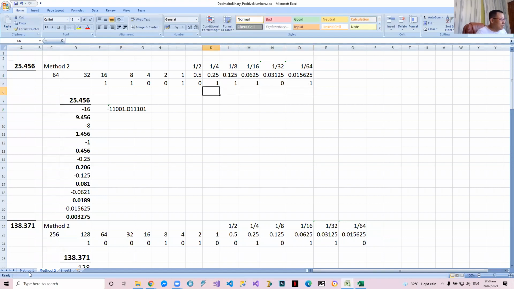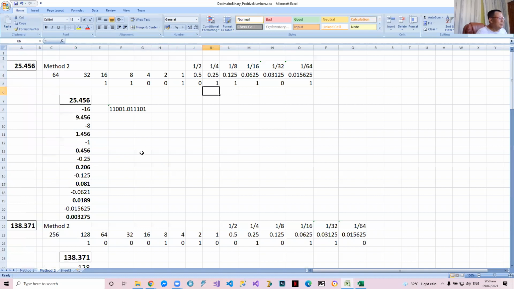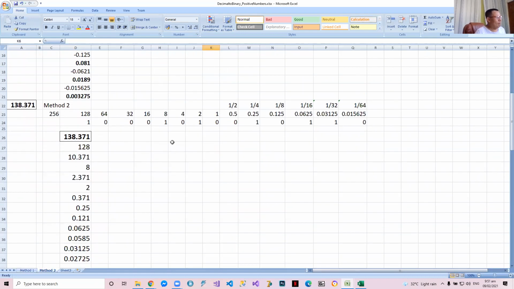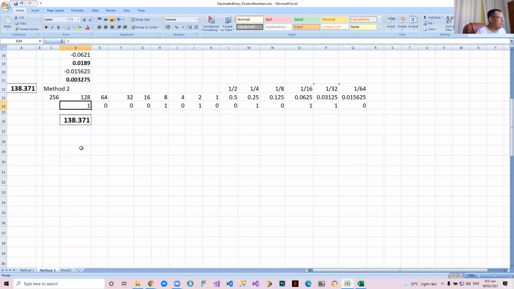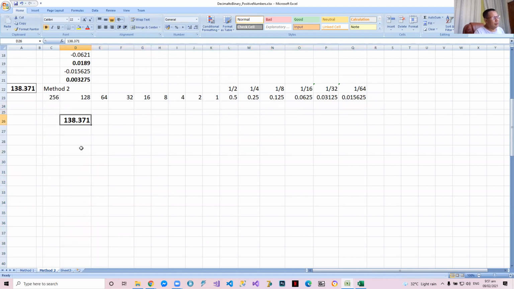So let me compare with our previous answer. Okay. So yeah. Are they the same? Yes, they're the same, no? Do you follow? This one. So this time, let me erase this. Okay. We'll convert this to a binary.